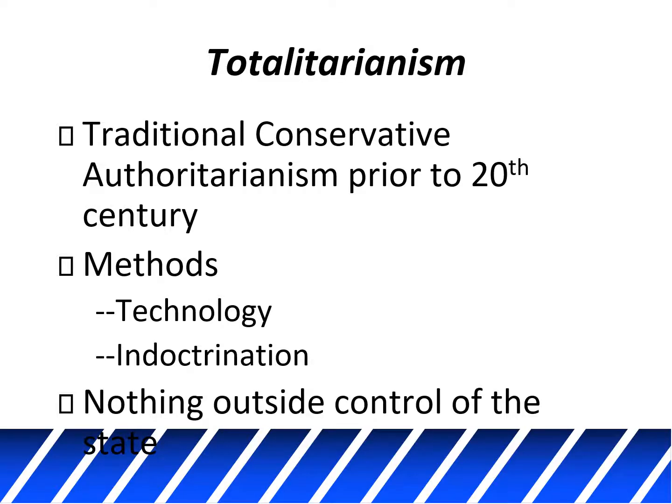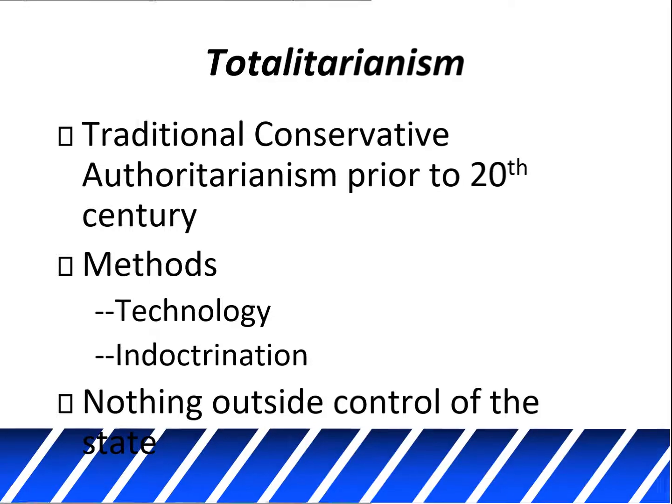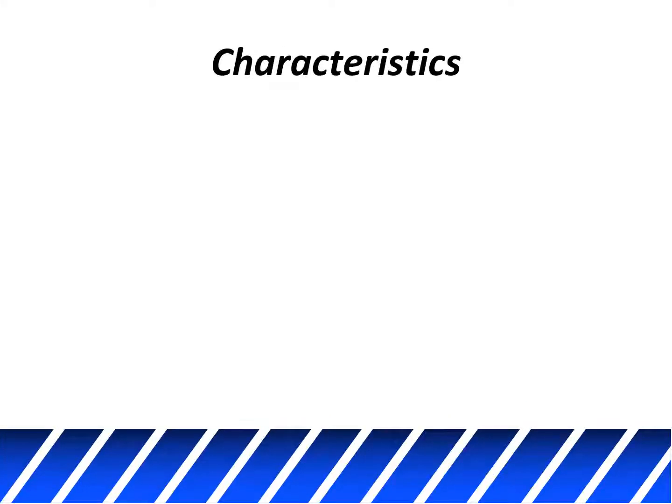Essentially, nothing was outside control of the state. Everything was for the state. And totalitarian governments had very strong centralized bureaucracies that were controlled by the one leader or party. With that said, characteristics of the totalitarian governments of the 1920s.